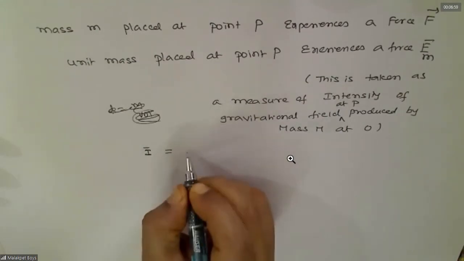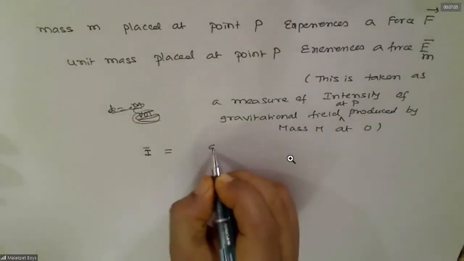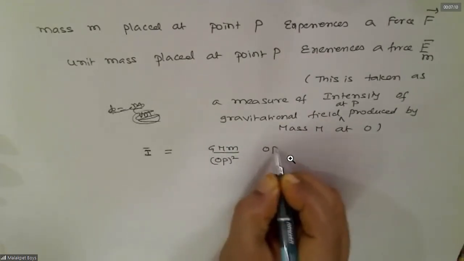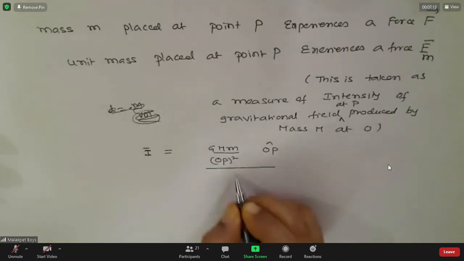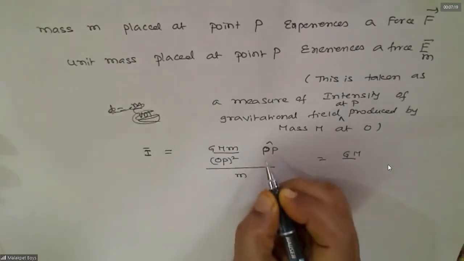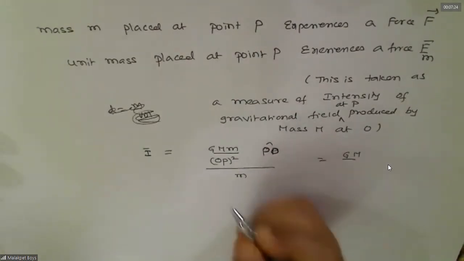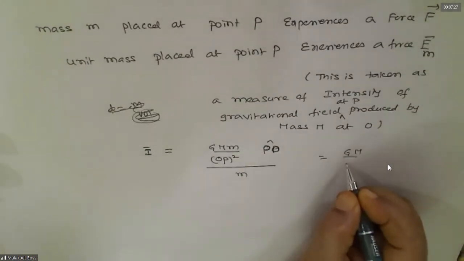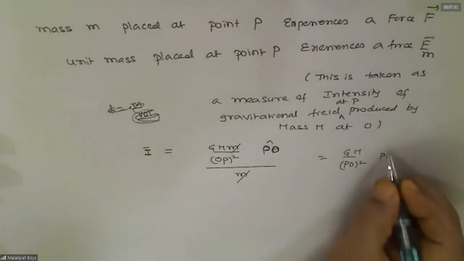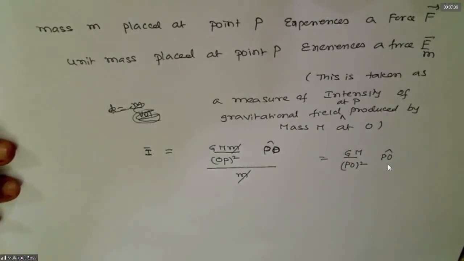What is the force you got here? G capital M, small m by OP square into P cap, PO cap, by M. So PO cap. This is OP and PO, both are same, no? Yes, but direction. Understood this? Clear? Understood. So I can say that.